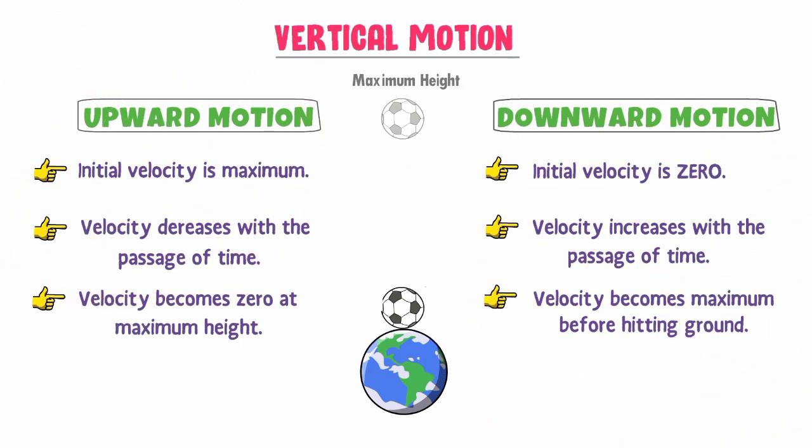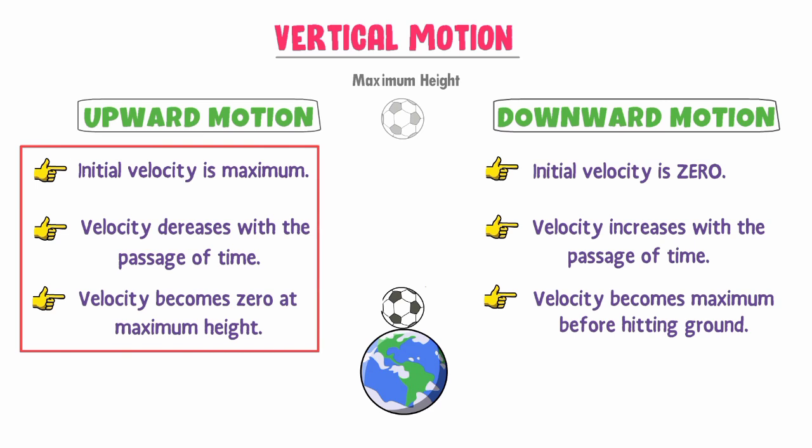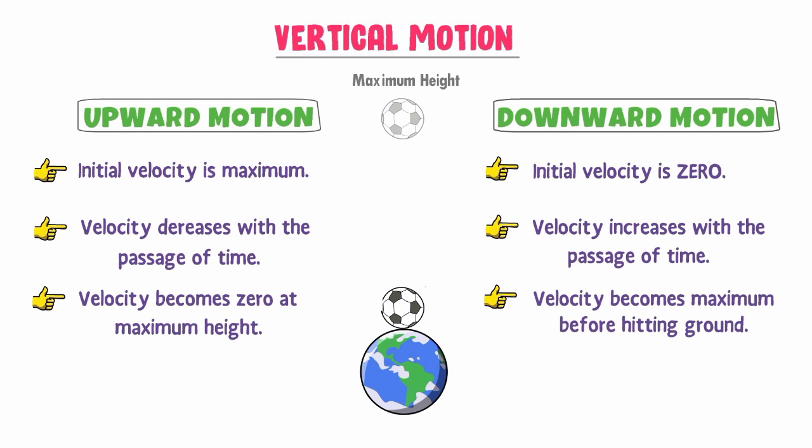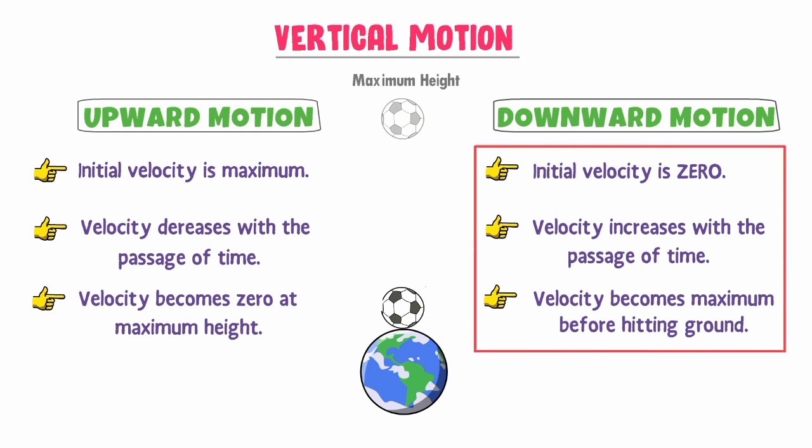Therefore, remember that in vertical motion like upward motion, the initial velocity of the ball is maximum, but it decreases and becomes zero at maximum height. While in vertical motion like downward motion, the initial velocity of the ball is zero, but this velocity increases and becomes maximum just before hitting the ground.